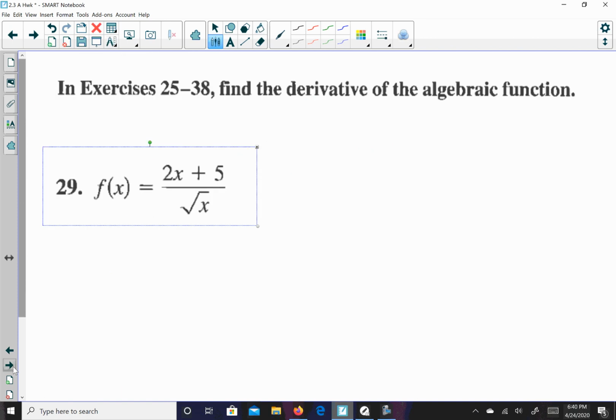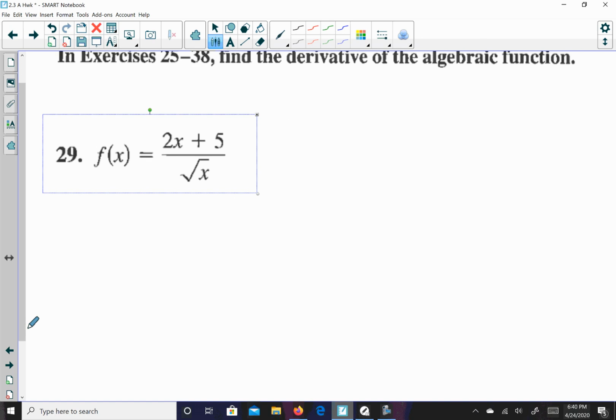All right, the next one, find the derivative of the algebraic expression. Before I begin this one, I'm going to rewrite it. To be perfectly honest, I probably wouldn't even use the quotient rule to do this, but I'm going to go ahead and use the quotient rule. If I think of this, this is 2x plus 5 over x to the 1/2 power. That'll make it easier for me to find the derivative. I'm wondering though, well, we'll do it this way and then we'll do it the other way.